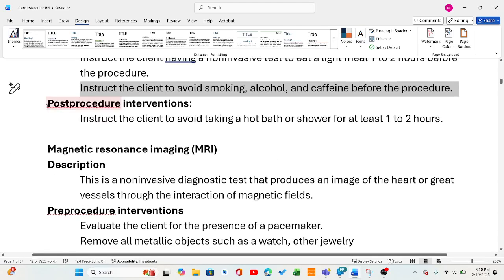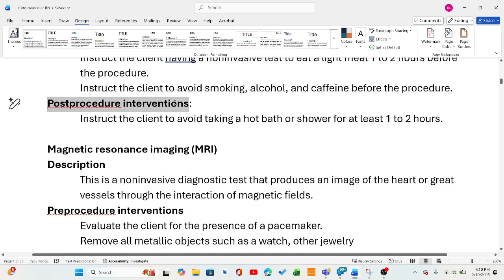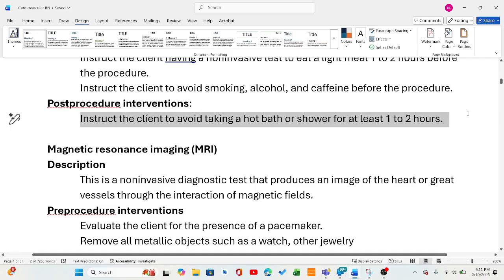When they come back from the procedure, this is the post procedure. Please instruct the client to avoid taking a hot bath at that time because this can dilate the blood vessels, and when that happens, the patient can get syncope and fall. So for the first 1 to 2 hours, they cannot take a hot bath.